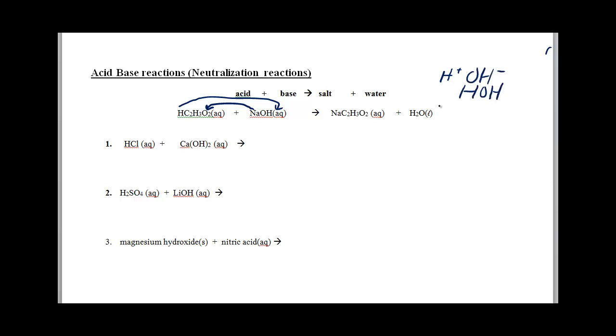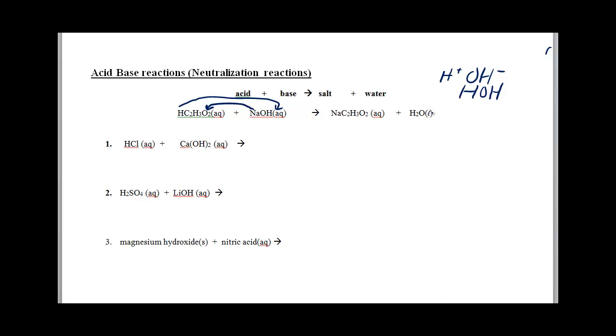HOH. What's a more common way of writing HOH? You know it as H2O. Okay, now look, water's a liquid. It's not aqueous because it's not water dissolved in water. Water itself is a molecule, so that's why the water is a liquid. And that's going to make a difference down here. That's it. That's all it is.